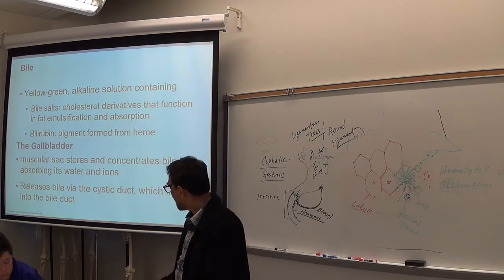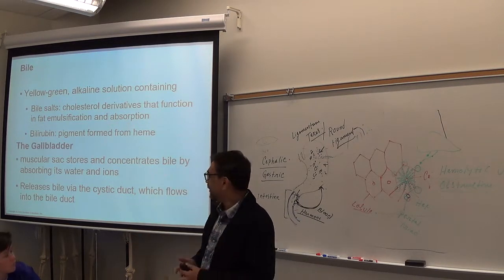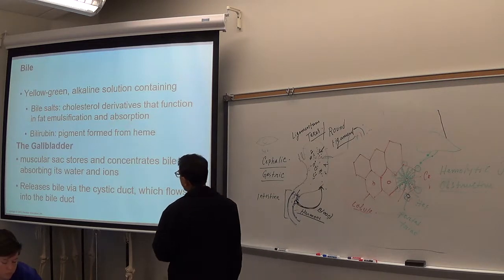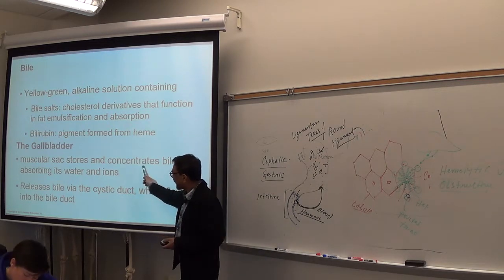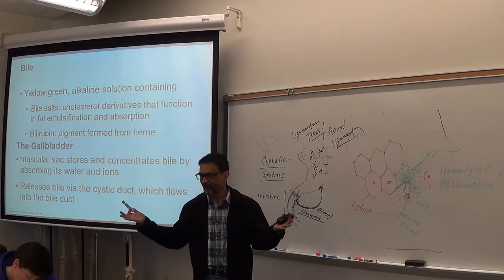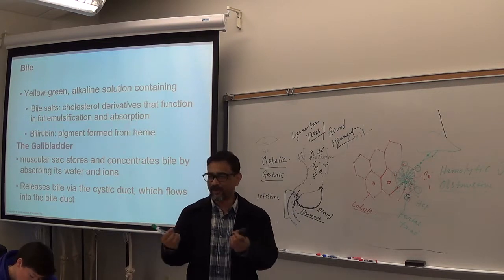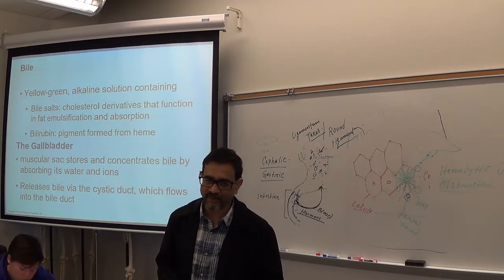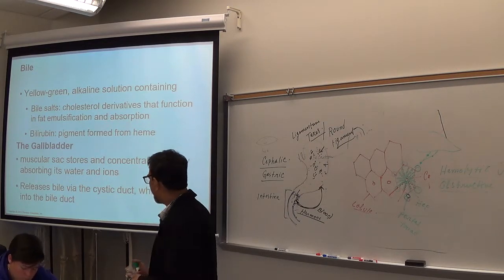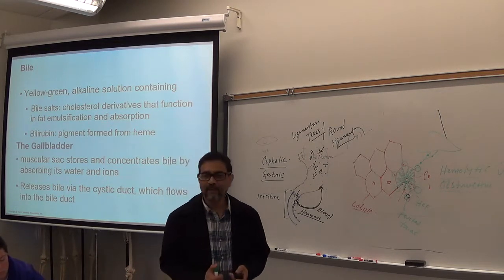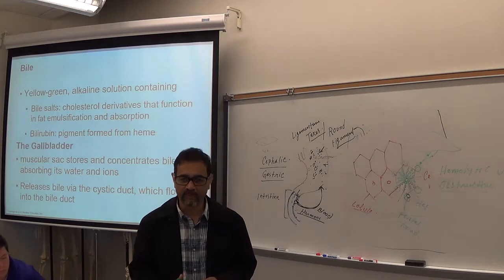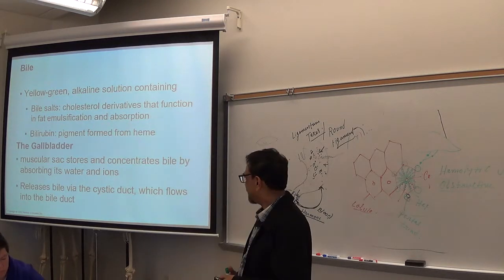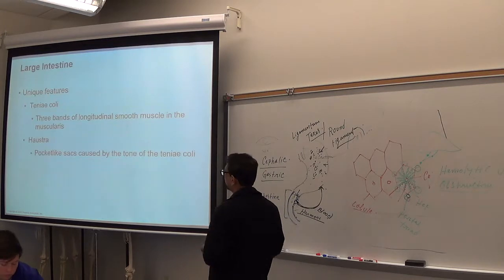Bilirubin cannot get out. Gallbladder is a muscular sac that stores and concentrates bile. I have already explained, right? It takes the water out from the bile and makes it highly concentrated and stores it. That releases the bile when we eat fat-rich food. That is the ejection.